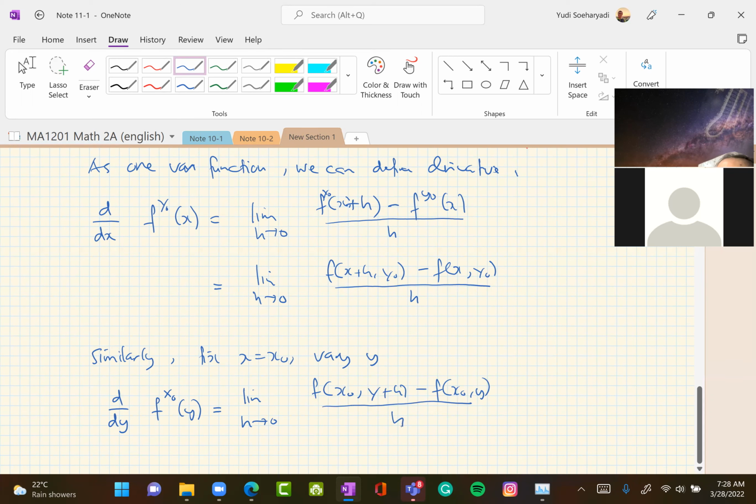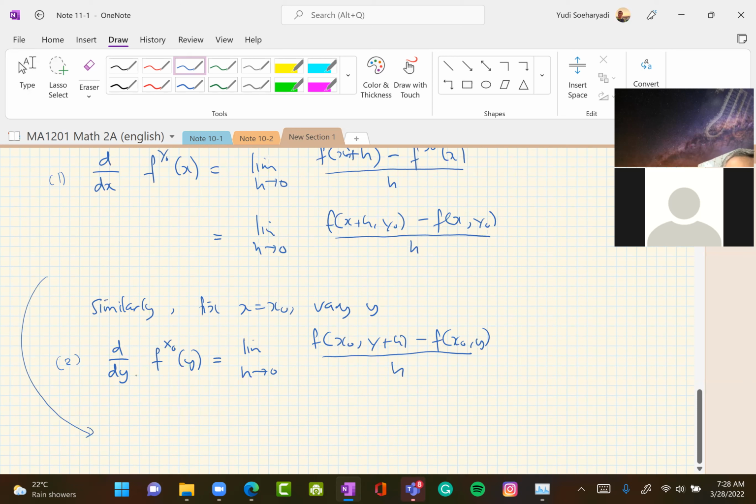Okay, so this is what we call the partial derivative, the notion of partial derivative. And the word partial is now clearer, I guess, because you see it has two variables, but when you take the derivative, it just applies to one of the variables. The first example only applies to x, and in the second example, the derivative only applies to y. So this is called partial derivative.